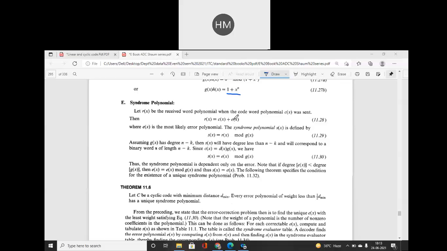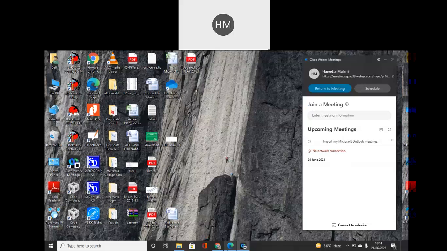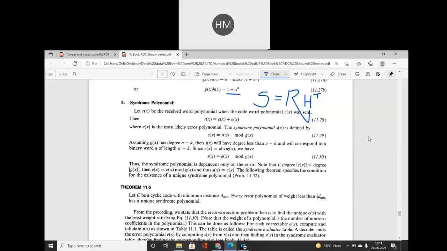Okay? So syndrome polynomial is defined by, it's a polynomial, right? You cannot write it directly. What did we write there in linear block codes? S is equal to, does anyone remember? How have we defined this? R H transpose. Yes, in this way we have defined our syndrome matrix. Okay, here syndrome polynomial.